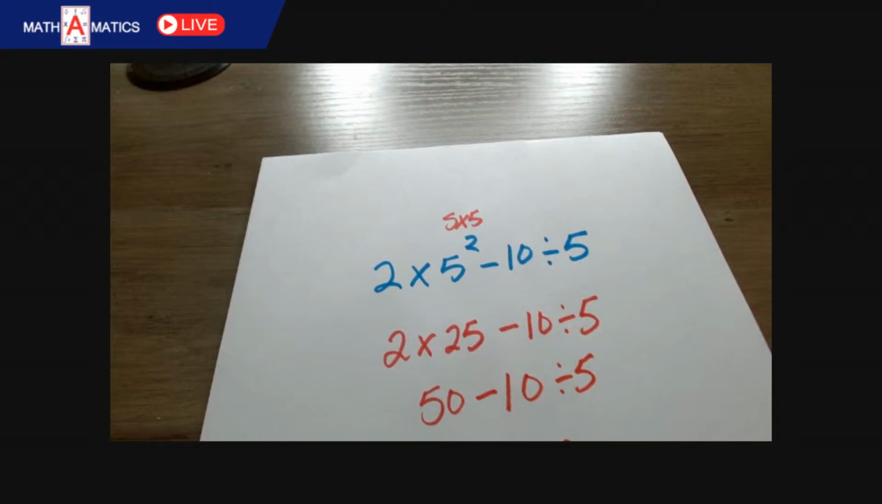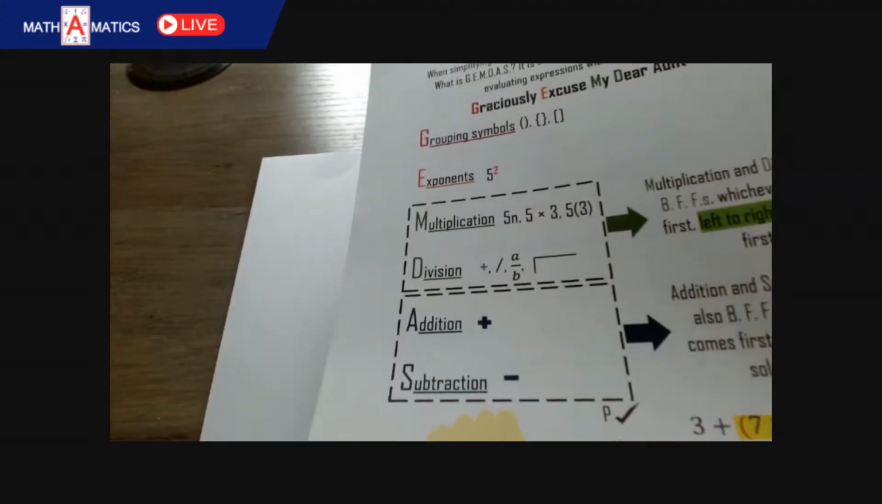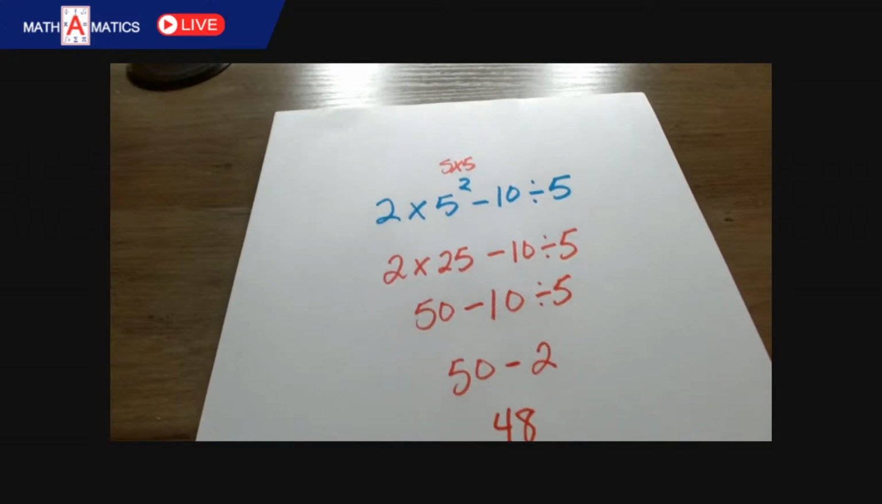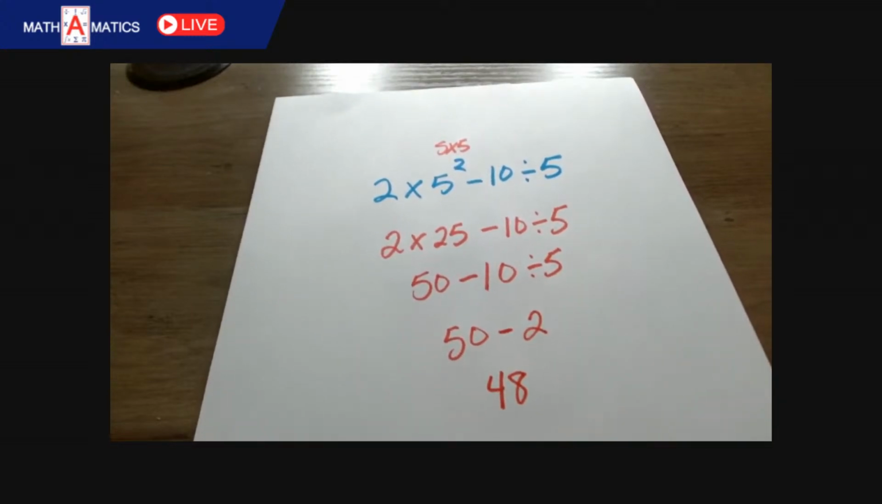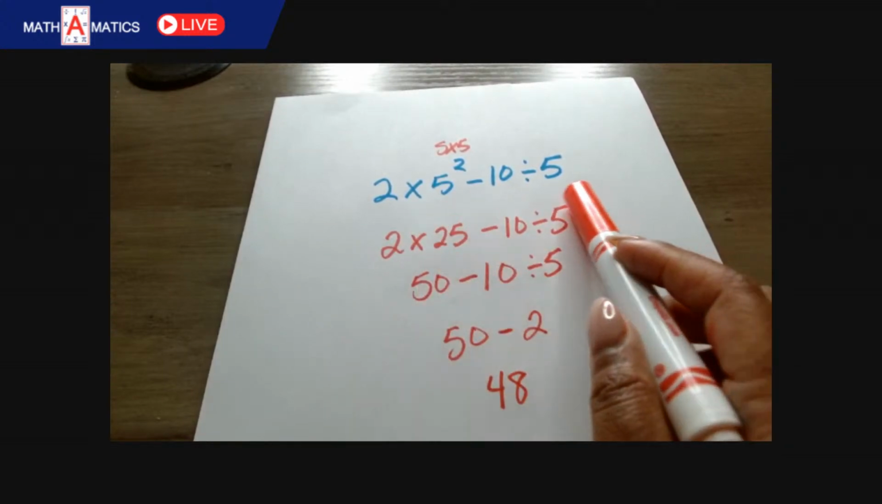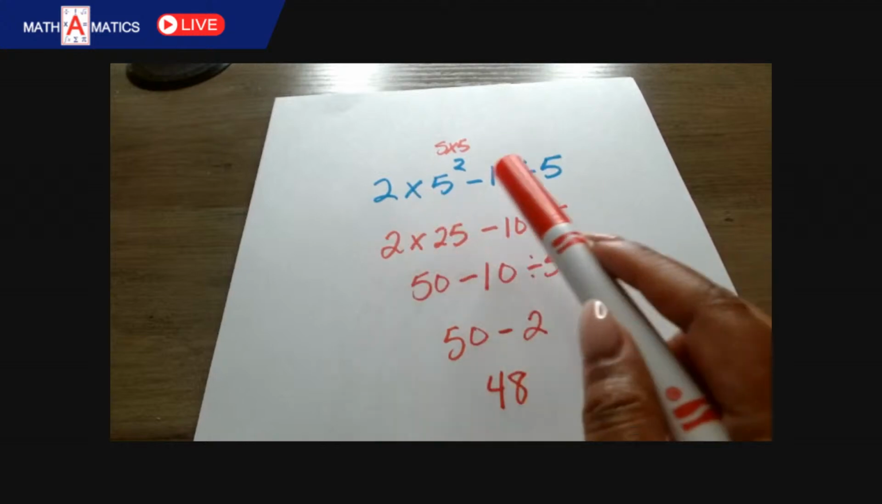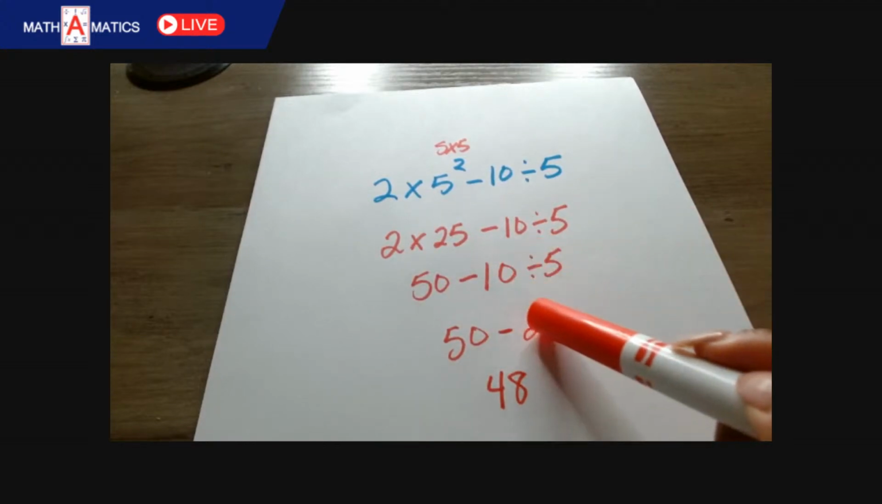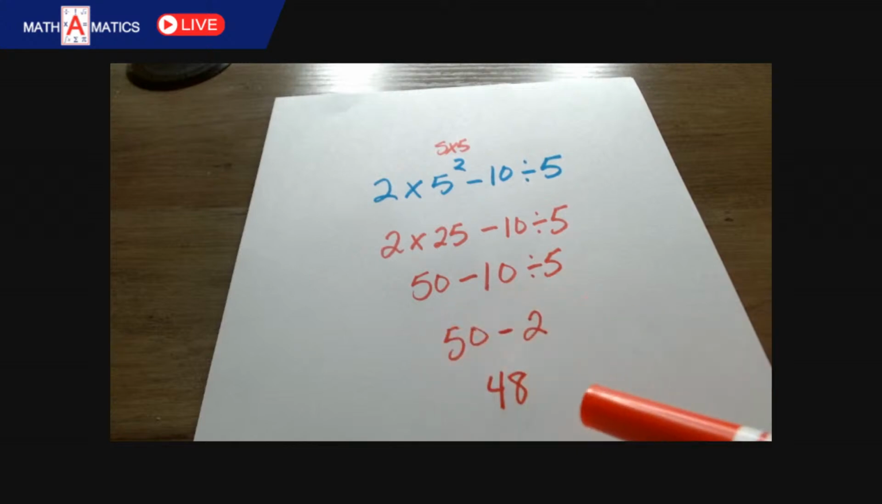And now it says addition and subtraction. So 50 minus 2 is 48. Making sure you can see that, and I'll walk us back through. So we had multiplication here, so we got our 50, and since we had division, because we worked left to right, we divided 10 by 5, which gives us 2, and now we do our last step, which is subtraction.